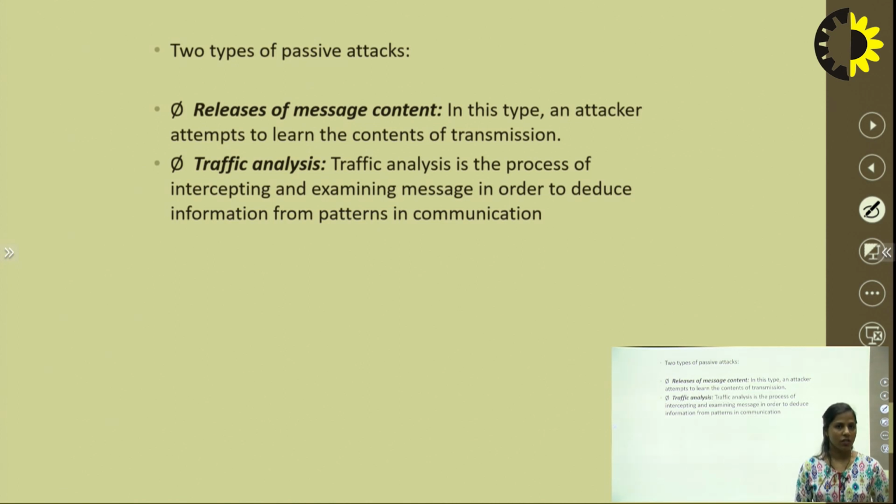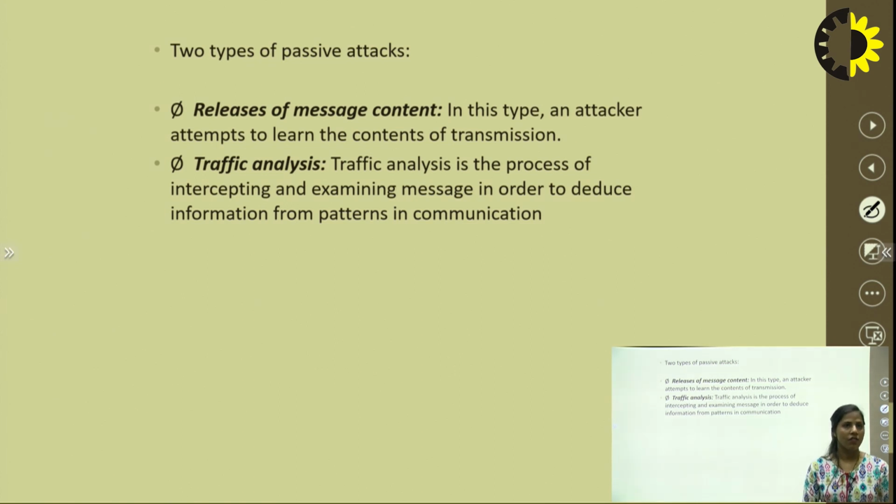Whatever important conversation is going on, they try to attempt and learn that content. They just gain knowledge of the content; they only want the content and the information that is transmitted.